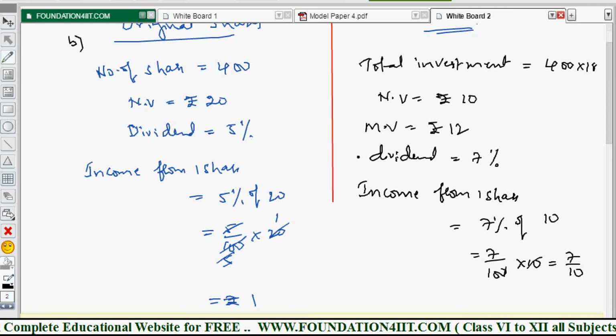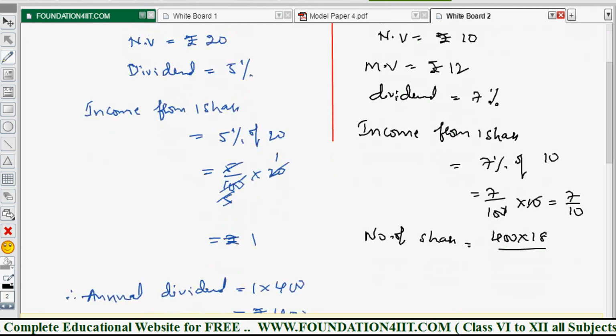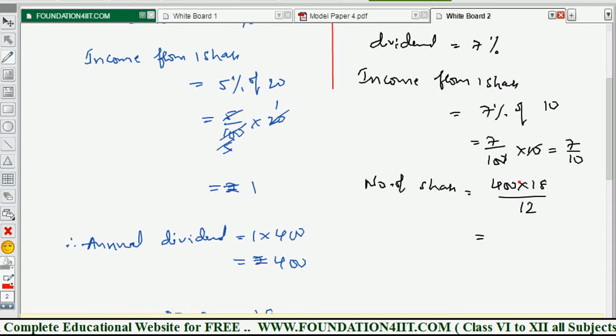To get annual dividend, we need the number of shares, right? Number of shares is total investment by market value. Investment is 400 into 18, by market value 12. To make calculations easy, just write it without multiplying. Here you can cancel 400, 400, and here 4 3s are 12. Again 3 1s are 3, 6. So 6 into 100 is 600. So easy calculations. Therefore 600 is the number of shares.